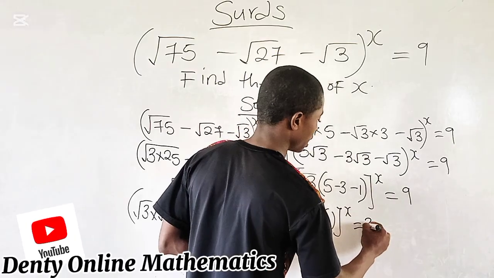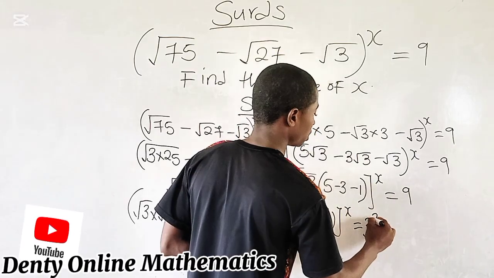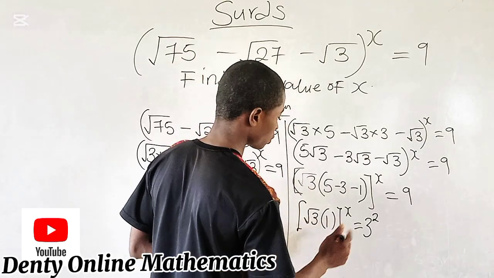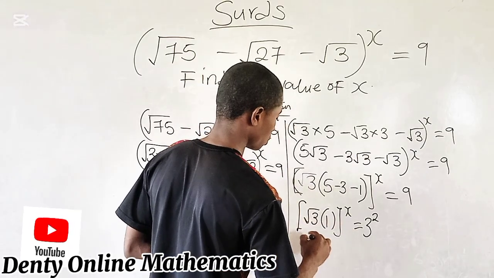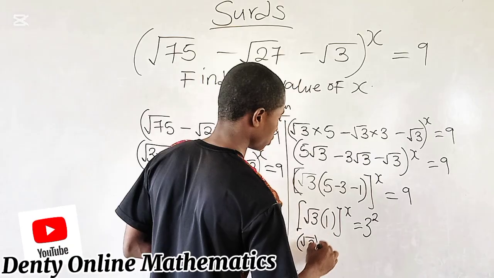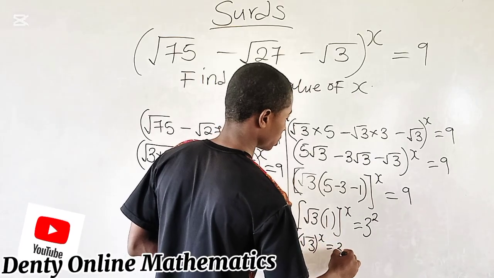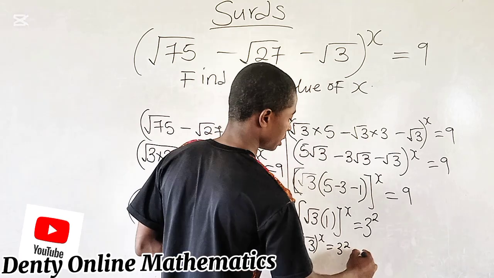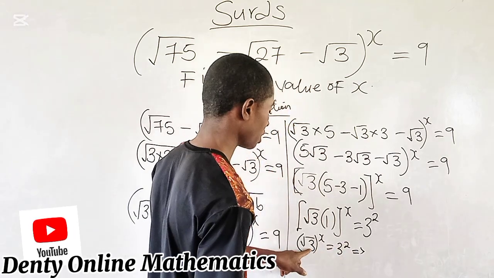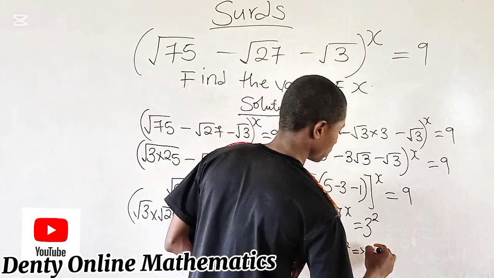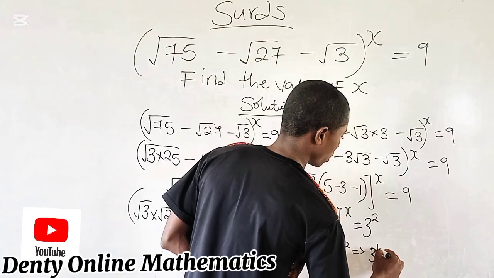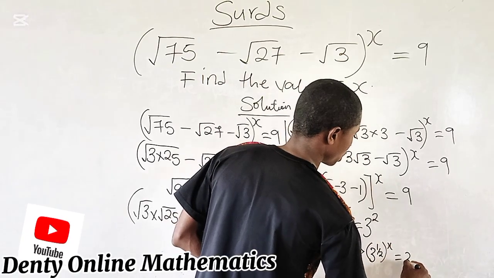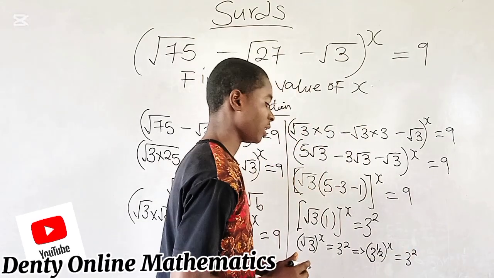9 can be expressed in index form as 3 raised to the power of 2. Now root 3 times 1 will give us root 3. Now all of this is raised to the power of x to be equal to 3 squared. Now root 3 here, this implies root 3 to the power x is the same thing as 3 raised to the power of 1 over 2, raised to the power of x, to be equal to 3 squared. You get it?